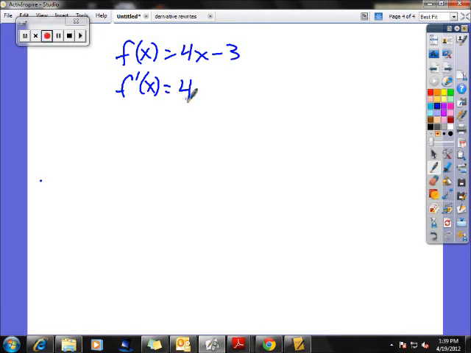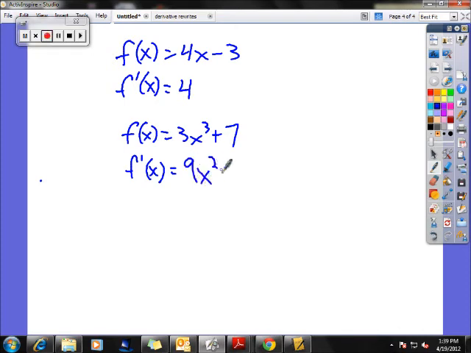Was there one more? 3x cubed. Okay, so f of x equals 3x cubed plus 7. All right, so f prime of x, 3 times 3, 9, x squared, 7 drops out. Okay. So like every time we were checking our answers, we were probably like, yeah, no, I knew that. Because it's fast.